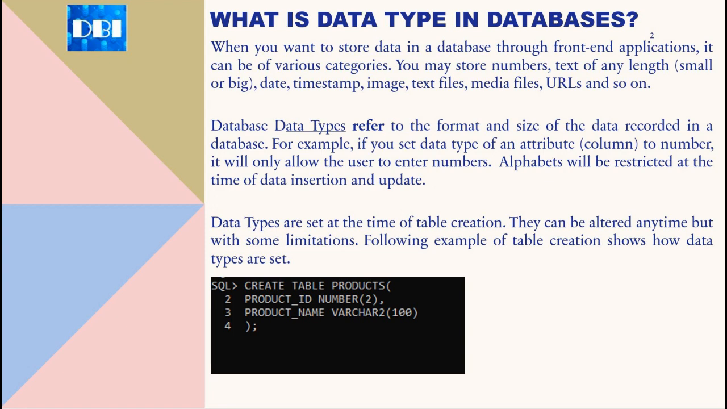For example, if you set data type of an attribute, column, to number, it will only allow the user to enter numbers. Alphabets will be restricted at the time of data insertion and update. Data types are set at the time of table creation. They can be altered anytime but with some limitations. The following example of table creation shows how data types are set. Field product_ID is of numeric type and can store values from 0 to 99. Product name can be of any string but within 100 characters.